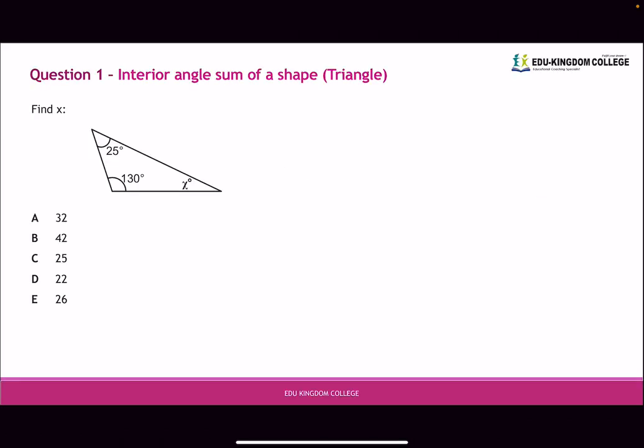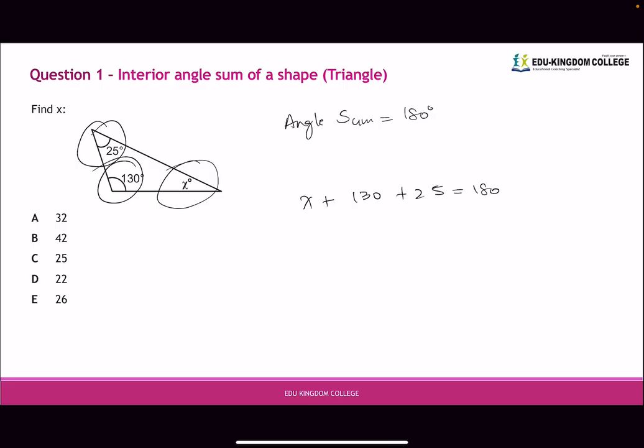Now let's move straight on to the questions, because I'm aware we spent quite a bit of time on the explanation. So this question is to do with the angle sum of a triangle, which we should know is 180 degrees. Now, we already have 2 out of 3 angles, and including the third angle, these 3 angles should add up to 180 degrees. So x plus 130 plus 25 should equal 180. Now, 130 plus 25 is just 155, and so we know that x should be 25 degrees.